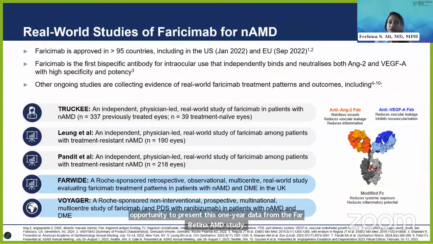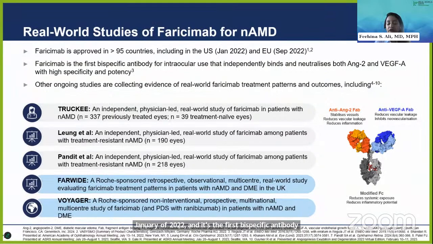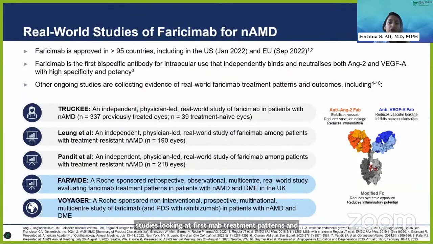And so as we all know, faricimab, and we've already talked about it earlier today, has been available since January of 2022. It is the first bispecific antibody. And since then, we've had several real-world studies looking at faricimab treatment patterns and outcomes, including those that are listed here, many of which you may have already learned some of the data reports from, but also including Roche-sponsored prospective and retrospective trials.